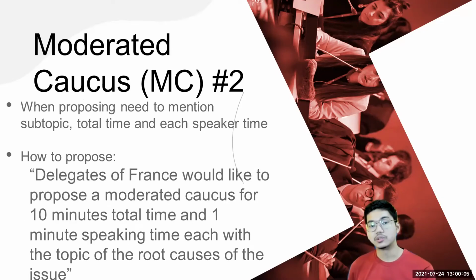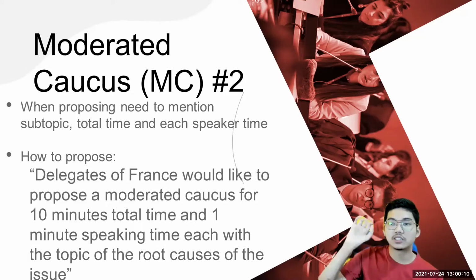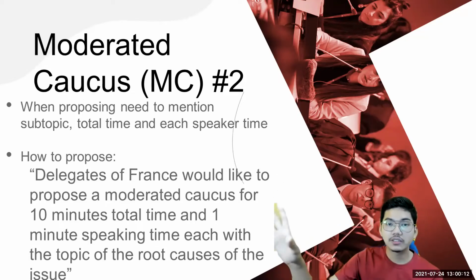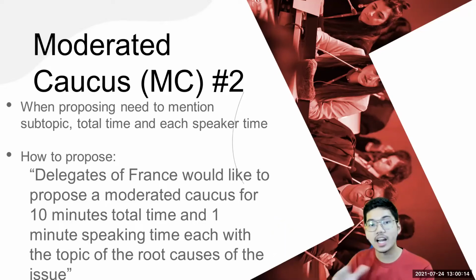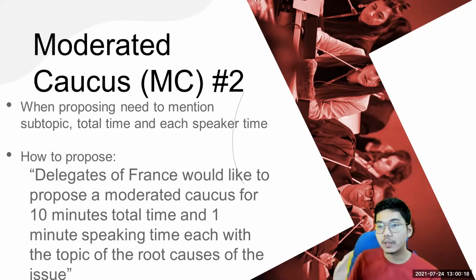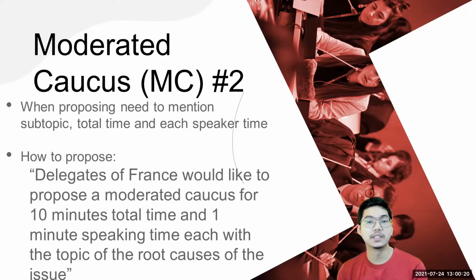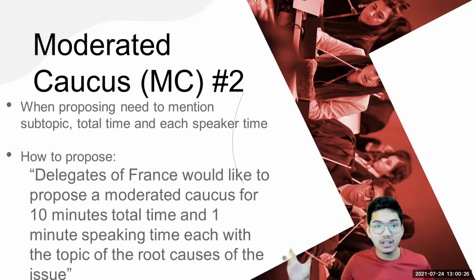This is the template for you to say your caucus, right? Your proposal of the caucus. You're gonna have to mention the name of the country that you're representing. You're gonna have to mention the total time, and then you will have to propose the speaking time for each individual, for each country, right? And then after that, the topic of the motion. Basically, it's a long template, but once you master it, it's gonna be easier to be understood.